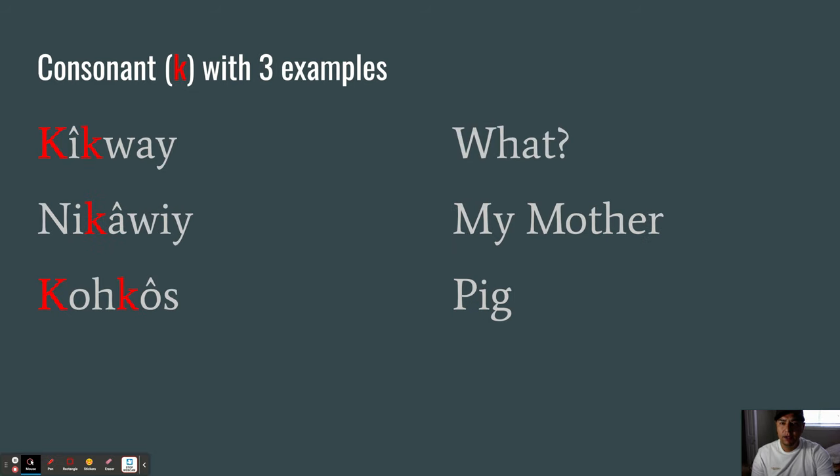Consonant K with 3 examples. Kigwai, kigwai, what? Nigawi, nigawi, my mother. Kuhkus, kuhkus, pig. The K almost sounds like it's pretty close to the G sound in the English language, if you listen closely. Kigwai. Nigawi. Kuhkus.